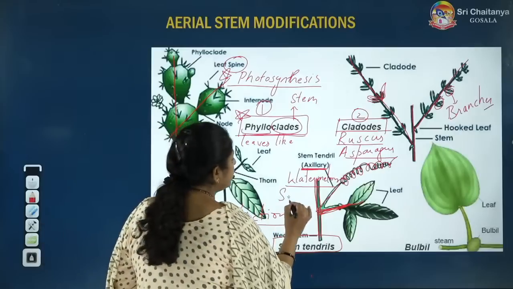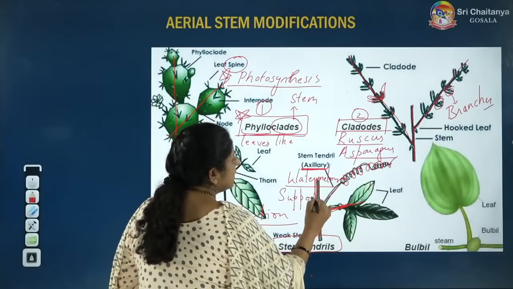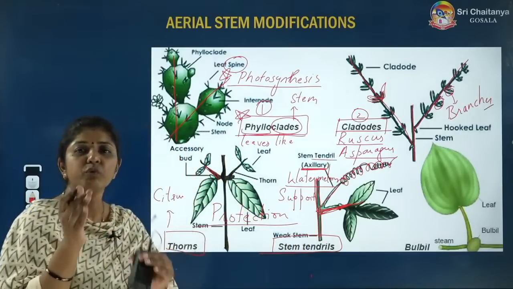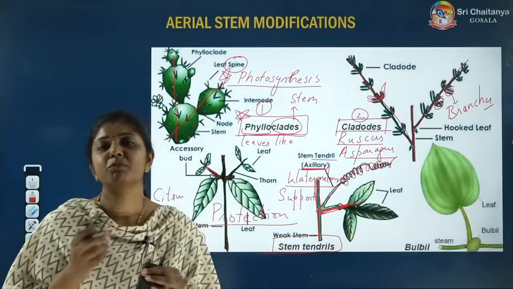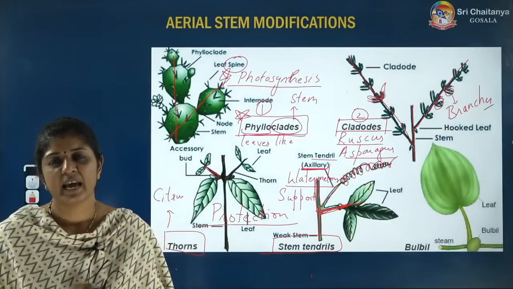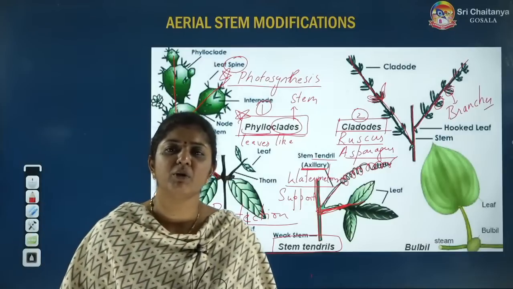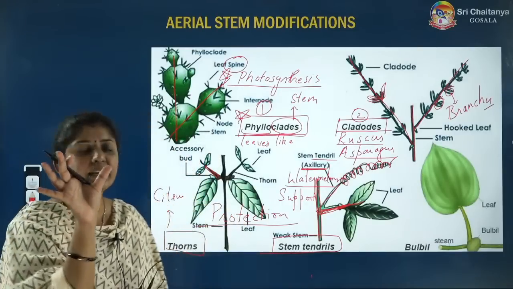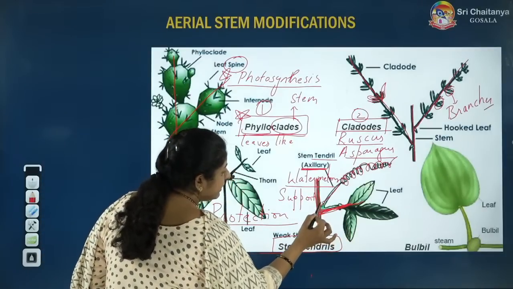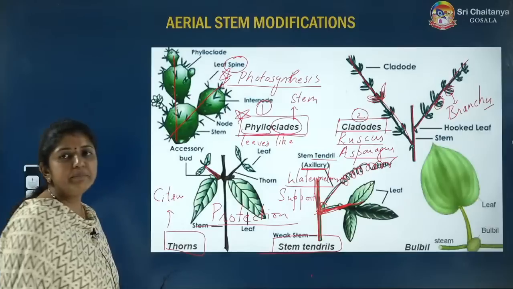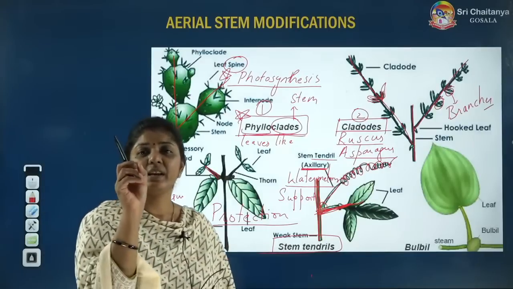What is the function here? Support. Tendrils are giving support to weak stem. So tendril in watermelon is a modification of stem. And from which part of stem is it coming out? Axillary bud. Axillary means which is at the angle of stem and of the leaf. That you call as axillary bud, which is modified into tendril.